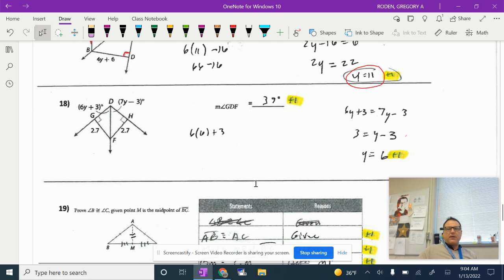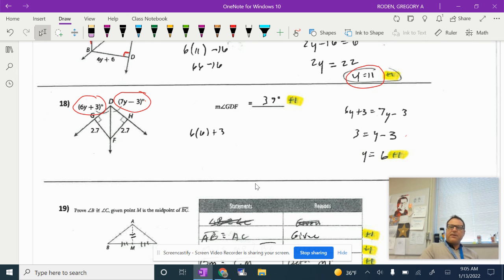Knowing that, all right, this is the converse of the angle bisector theorem, which says these two angles have to be equal to each other because the two distances are equal to each other. So again, we're just setting the equations equal. 6y plus 3 equals 7y minus 3.